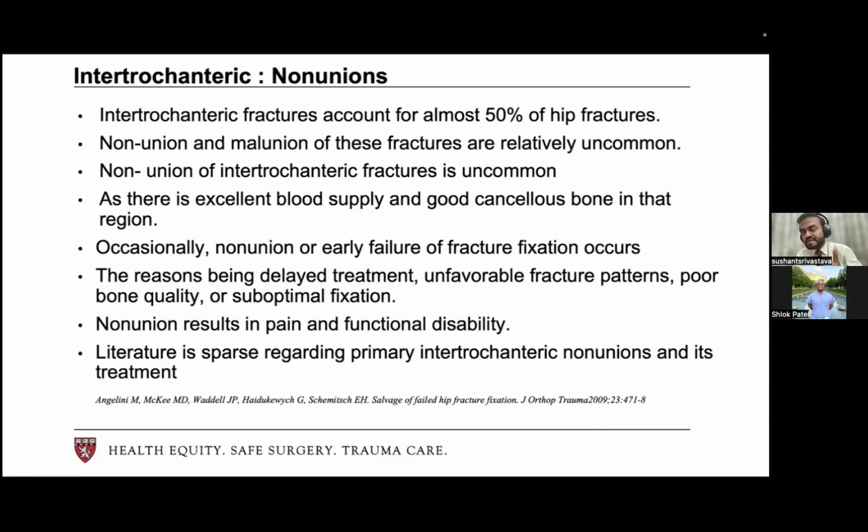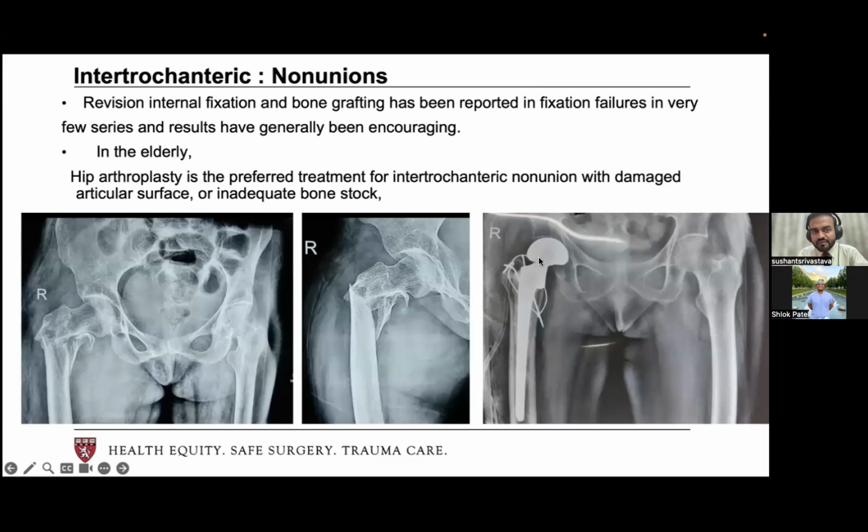Now, non-union is something which results in pain and functional disability. Literature is sparse regarding the primary intertrochanteric non-unions and their treatment. So, revision internal fixation is to be done, in which two things have to be remembered. When you're treating an elderly patient, hip arthroplasty is to be preferred for the intertrochanteric non-union with a damaged articular surface or inadequate bone stock.